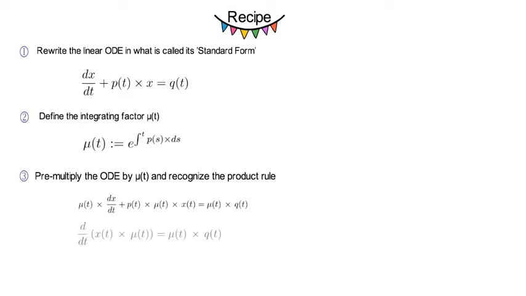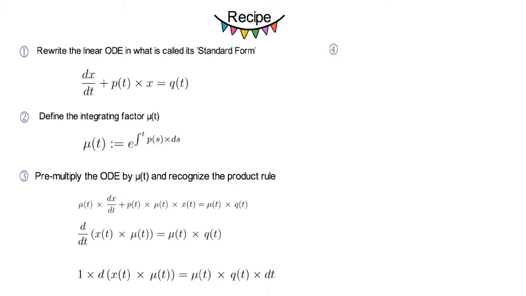Now note, independent of what the mu of t looks like for that linear ODE, the left hand side takes the following expression due to the product rule. Pause the video to really ensure you see the following equivalence, that you can rewrite the left hand side as the change of the product x of t times mu of t with regard to t. And the right hand side stays as it is. Now we bring dt to the other side. So now we have d of x(t) mu(t) equals mu(t) q(t) times dt.